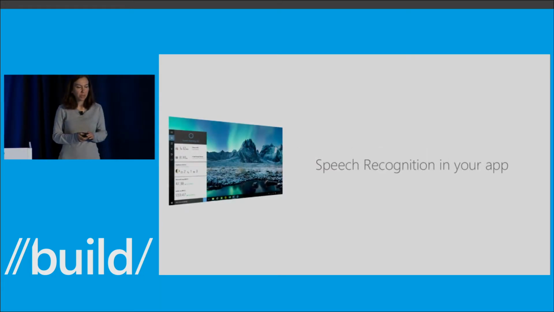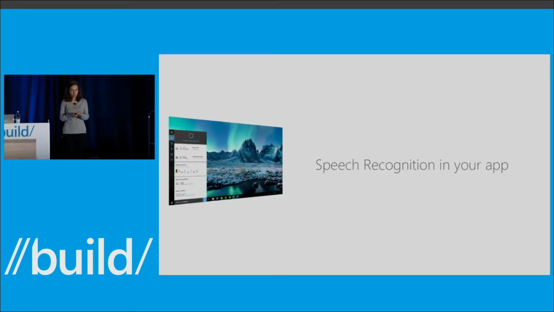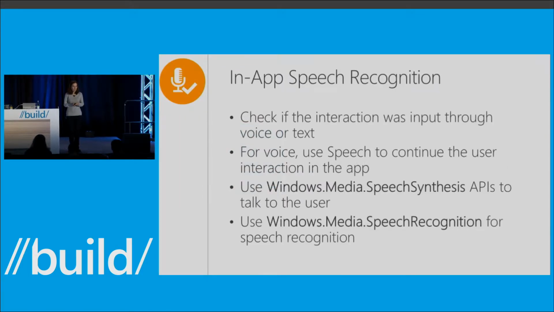And let's talk about speech recognition in your Windows Universal app. When Cortana is launching Windows Universal apps, the application has access to the speech recognition result. Through that object, it can tell whether the command was input through voice or through text. If the command was input through text, then continue the interaction with the user silently. But if the command was input through voice, then consider interacting with the user using speech. You can use Windows Media Speech Synthesis APIs to talk to the user.